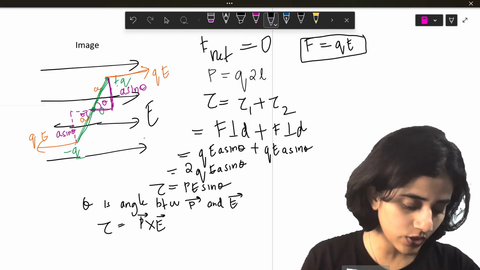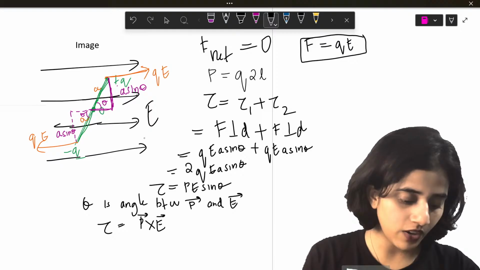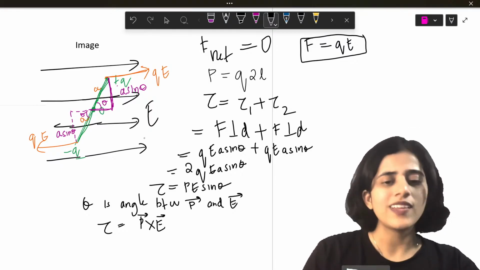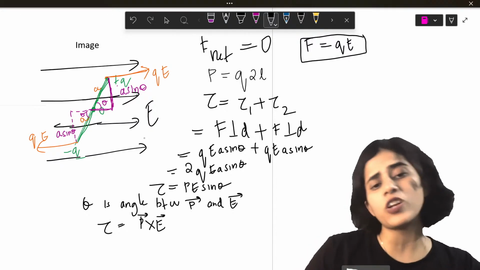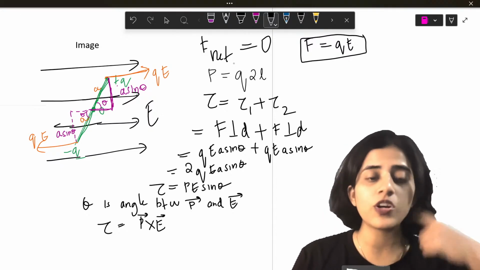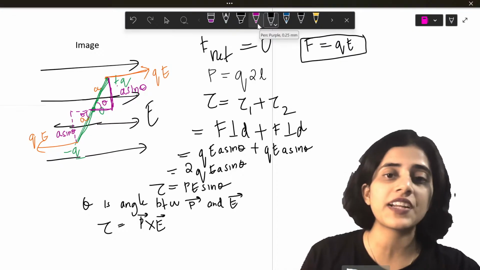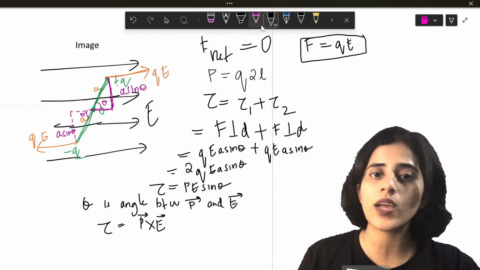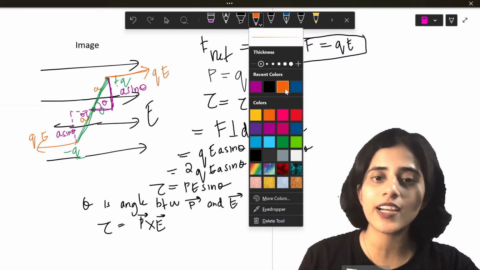Torque is equal to P cross E. Now, some of you might be wondering, what if I write it as E cross P? What if I don't write it as P cross E? What if I write it as E cross P? What is going to happen? So let's look at that as well.